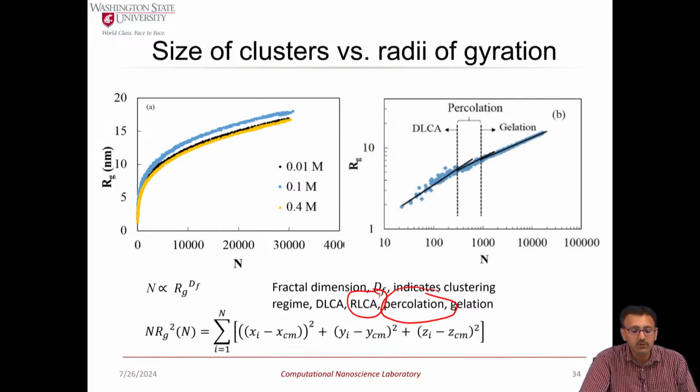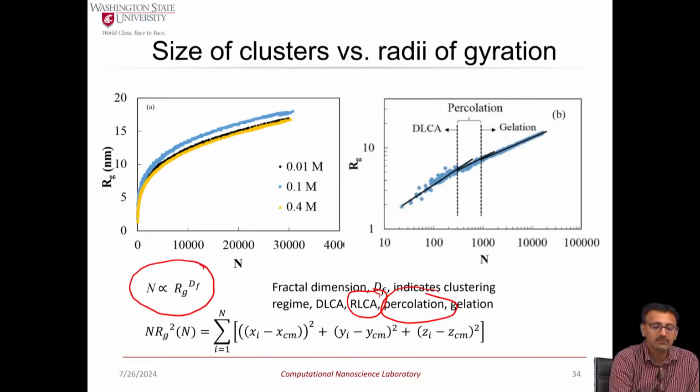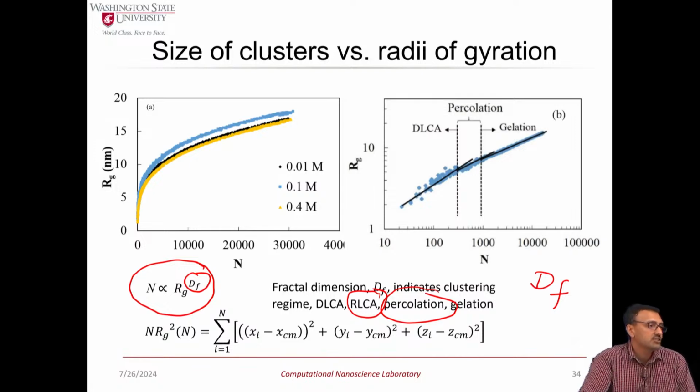Okay, how do you know what regime you are at in your agglomeration process? Typically there is a scaling law where you can fit a power law between the agglomerate size or cluster size and the radius of gyration raised to a certain exponent, and that is df, which is widely known as the fractal dimension of this cluster.